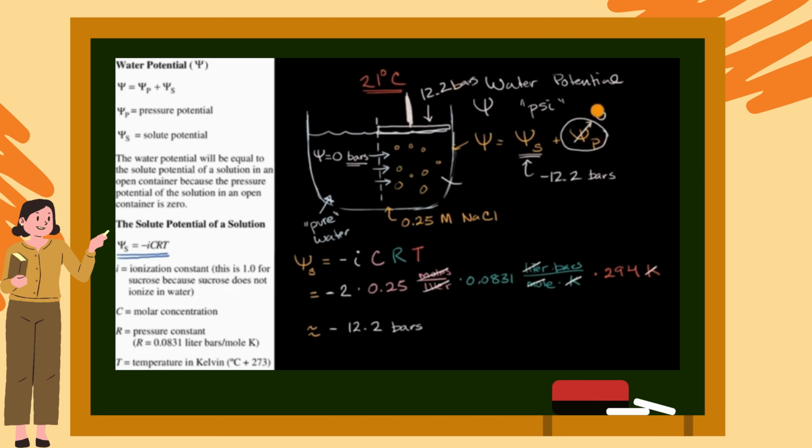Then all of a sudden this pressure potential wouldn't be 0, it would be plus 12.2, and on the right side we would have minus 12.2 bars of solute potential plus 12.2 bars of pressure potential, and so that would add up to a 0 water potential. In which case, since the left side and the right side would have the same water potential, we would not have the flow of water in either direction. So as you can see, this idea of water potential allows us to think a little bit more precisely and a little bit more quantitatively about the ideas of osmosis and tonicity.